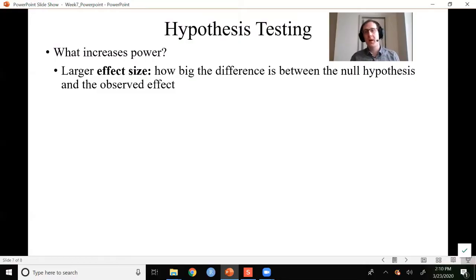So one thing that we might want to do, in addition to not getting those type 1 errors, is reduce type 2 errors by increasing power. So one thing you can do to increase power, so that is the probability that you would find support for the alternative hypothesis if there is a difference, is to look at studies that have larger effect sizes. So a larger effect size means that there is a bigger difference between the null hypothesis and the observed effect.